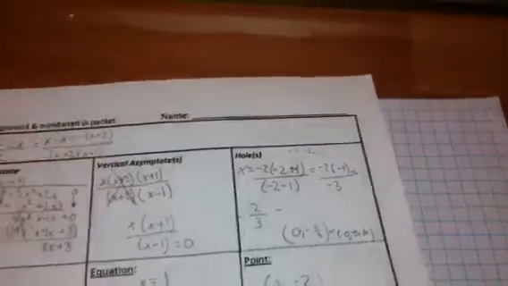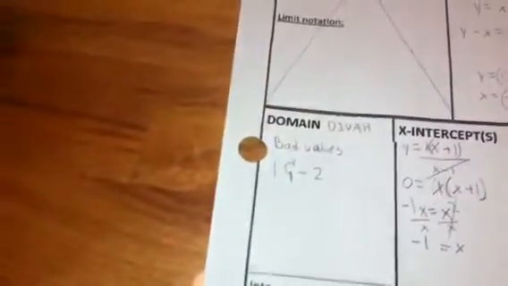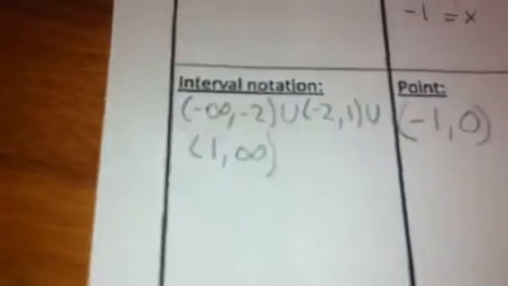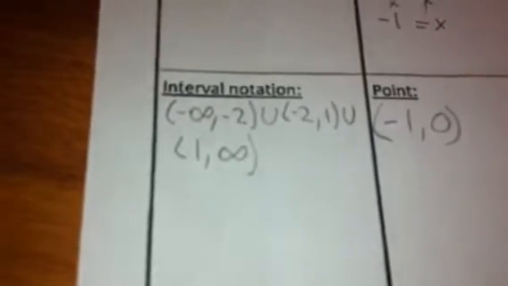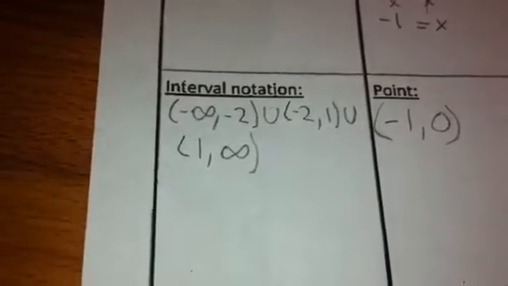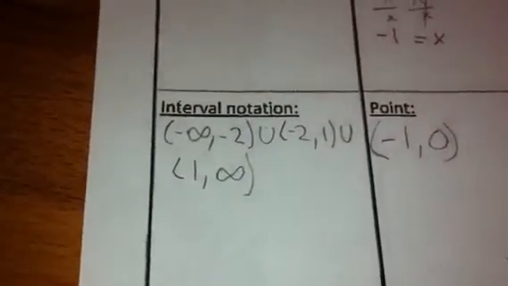Our domain is based on DIVA. Domain is vertical asymptotes and holes. So our bad values are 1 and -2. So our interval notation is negative infinity to -2, union -2 to 1, union 1 to positive infinity.